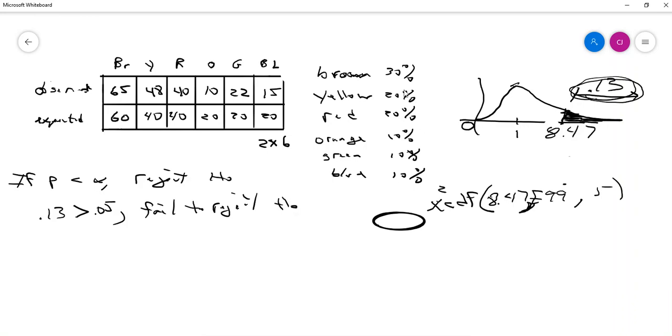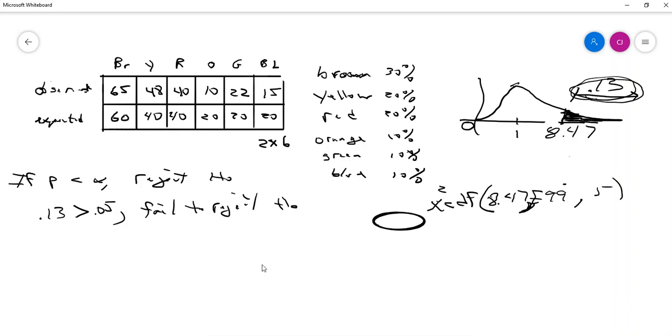H sub 0, or that the colors that we got in our bag of 200, we're just going to have to say that, yeah, they came out pretty much what they said. We don't have enough evidence to reject that. We only collected a small sample. We're making a judgment about the population. We can't extend these ideas beyond what they really are likely to be telling us. But that is our goodness of fit test.